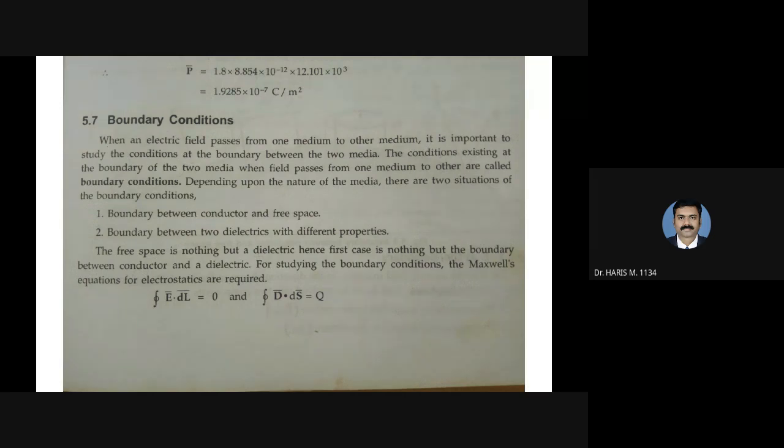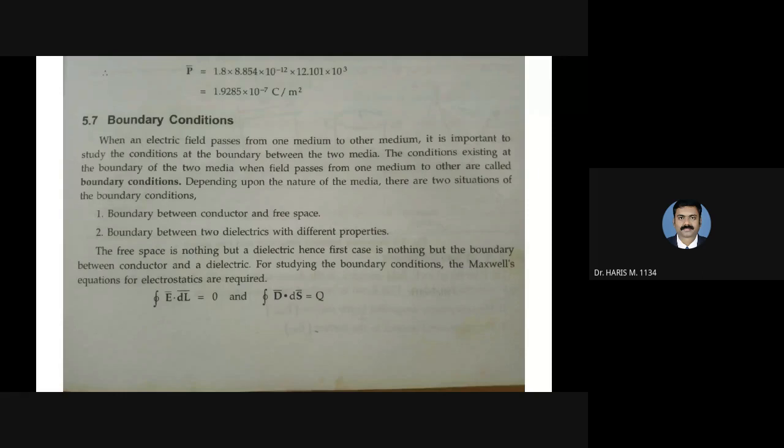For example, if you are having a line segment, you are going to consider this Maxwell's equation as a line integral, right? So E dot dl is equal to 0. dl is the small segment present on the line segment. So the electric field passing over this small line segment will be equivalent to 0.